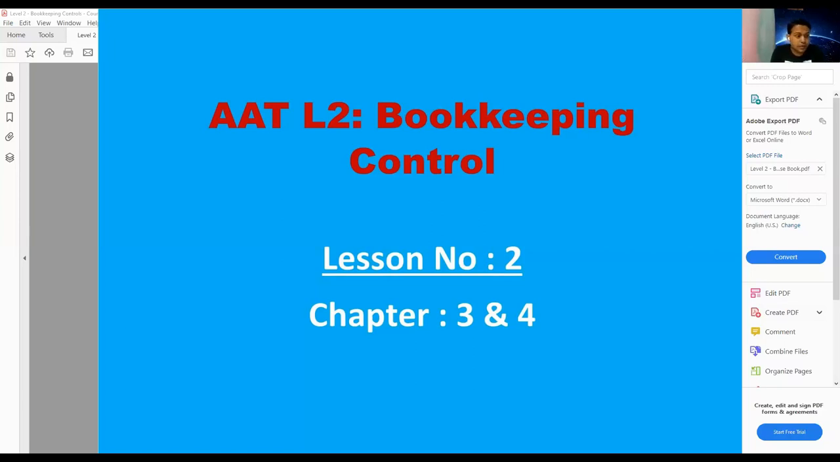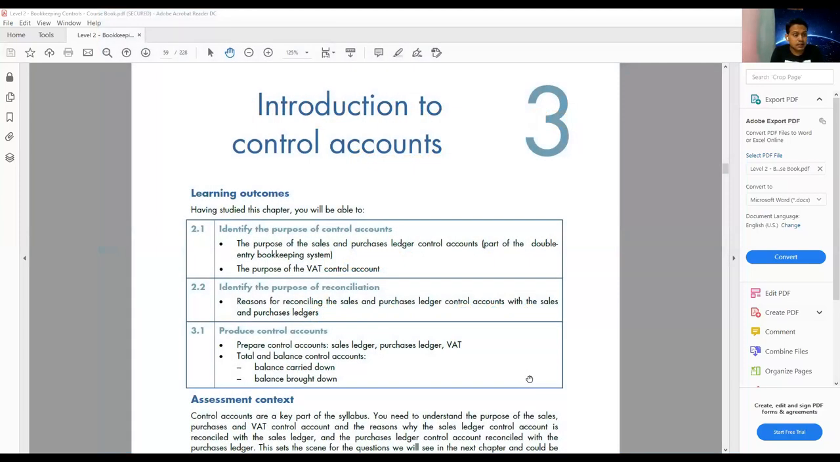From chapter number 3. In this chapter, you can see it says Introduction to Control Account. So mainly, we're going to do chapters number 3 and 4 today.